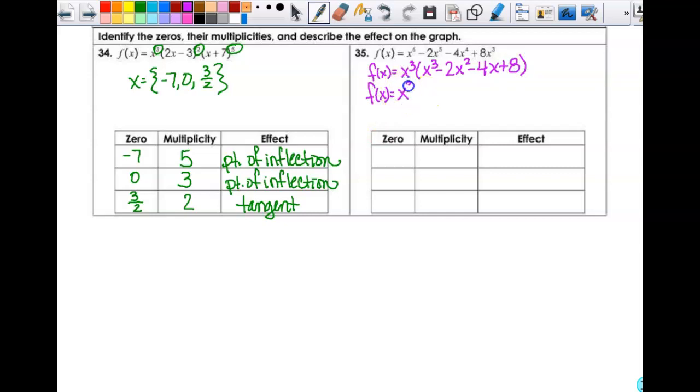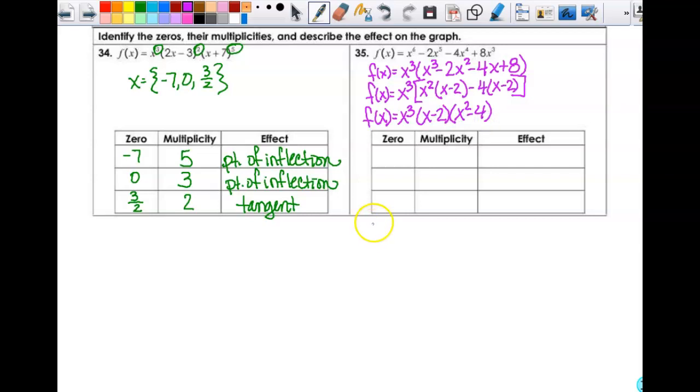Okay, I still have this x cubed out here. And then I'm going to use brackets because I'll have extra parentheses. Out of these two, I'm going to factor out an x squared. And that leaves me with x minus 2. Out of these two, I factor out a negative 4. That leaves me with x minus 2. Then I get f of x equals x cubed times (x minus 2) times (x squared minus 4).